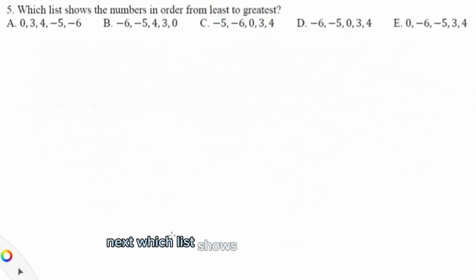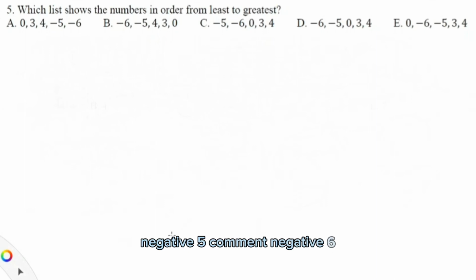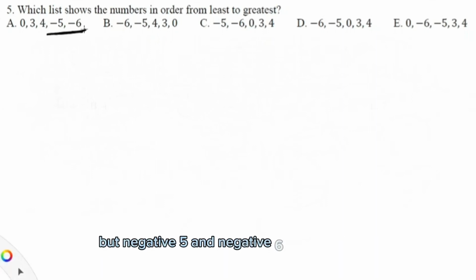Next, which list shows the numbers in order from least to greatest? Let's look at our answer choices. 0, 3, 4, -5, -6. That starts off in least to greatest, but -5 and -6 are less than 0, 3, and 4, so that's not it. Next, -6, -5, 4, 3, 0. Again, this starts off in least to greatest, however, 4 and 3 are greater than 0. So that is not it either.